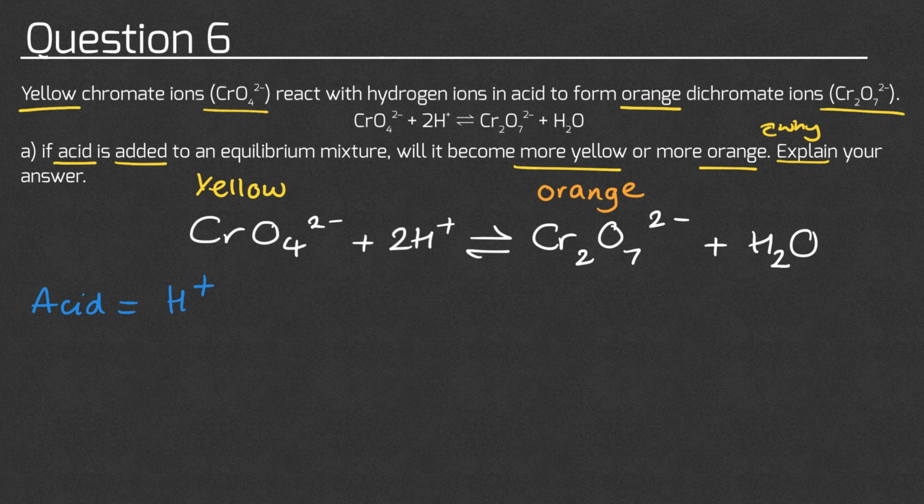The question also says if we add acid to the mixture, what will happen? Well, we need to think back to our work from a previous topic and know that acid means H+ ions. And we can see we've got H+ ions in the question. So this is just making it a little bit trickier. Rather than saying if H+ is added to the mixture, it's asked us if acid was added instead. So just a little bit further to test your understanding.